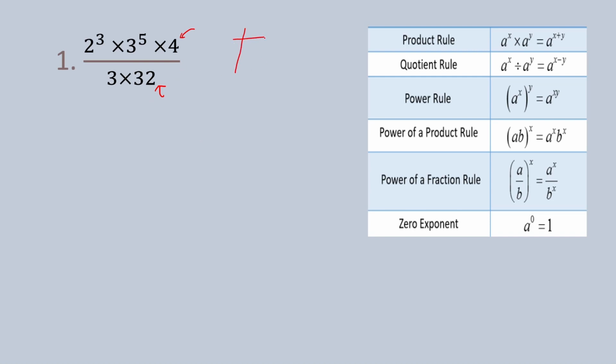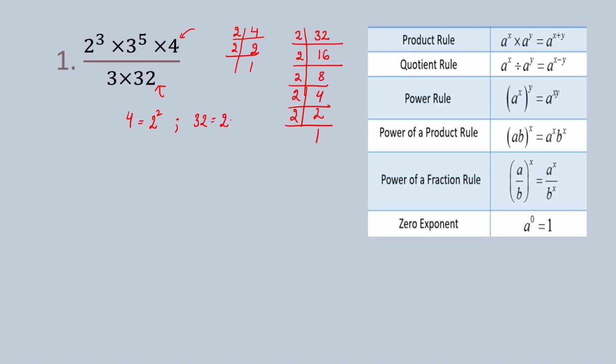So how will you factorize? Using the prime factorization method. So 4 can be written as 2 raised to the power 2. Similarly, find out the prime factorization of 32 using the same method. It will give you 16, 2, 8, 2, 4, 2, 2, 2, 1. Count the number of times 2 is appearing: 1, 2, 3, 4, 5. So 32 can be written as 2 raised to the power 5.